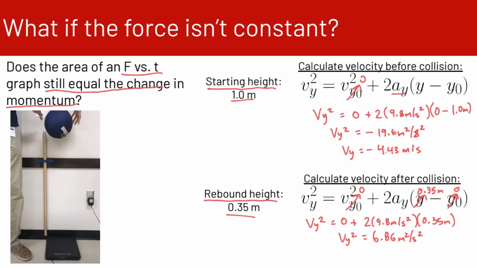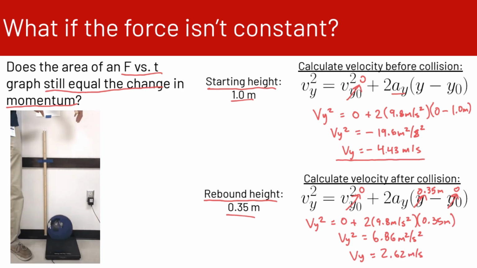If we take the square root of that, we have Vy is equal to 2.62 meters per second. So the velocity of the ball as it's dropping is minus 4.43 meters per second, and the velocity of the ball after it hits the force sensor and is rebounding back up is 2.62 meters per second.